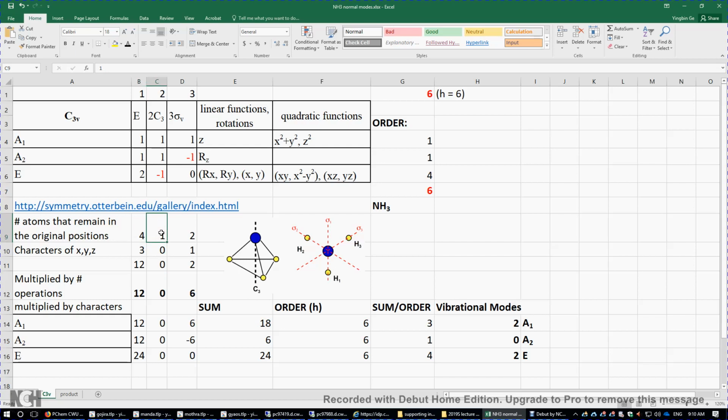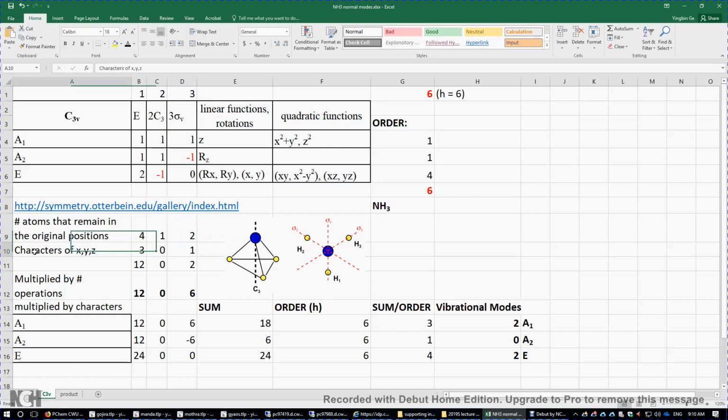C3. That means you rotate this NH3 molecule about this threefold rotation axis, either 120 degrees or 240 degrees. Only one atom, this nitrogen atom, remains in the original position. So therefore, we put a number 1 here. And also there are sigma V operations, 3 of those: sigma V, sigma V prime, sigma V double prime. Each sigma V contains 2 atoms, and these 2 atoms remain in their original positions after reflection. So we put number 2 here.